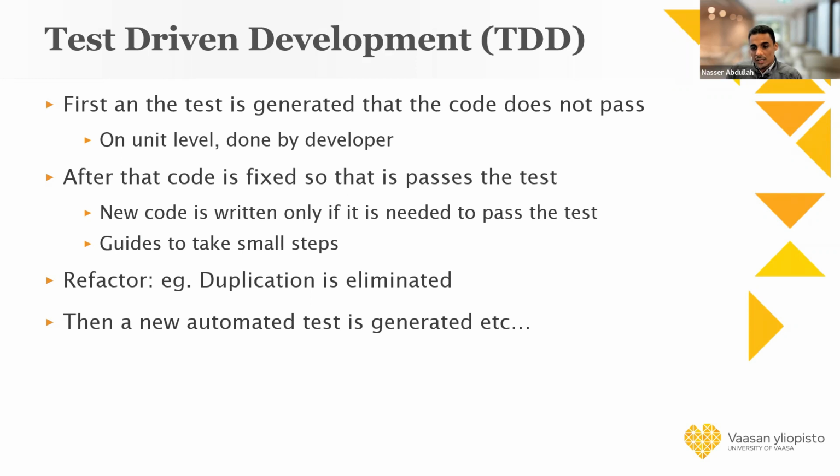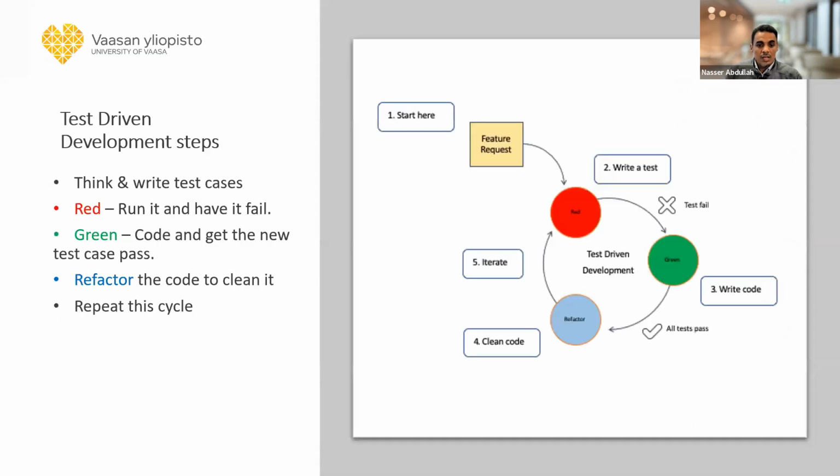We have to write the test and then we run our test cases to fail our code. After that, we fix the code to pass this test. After that, we refactor this code. So guys, in the next slide, maybe it's more clear. This is the steps of test-driven development. As we see, we have the requirement and then we write the test cases for this requirement.